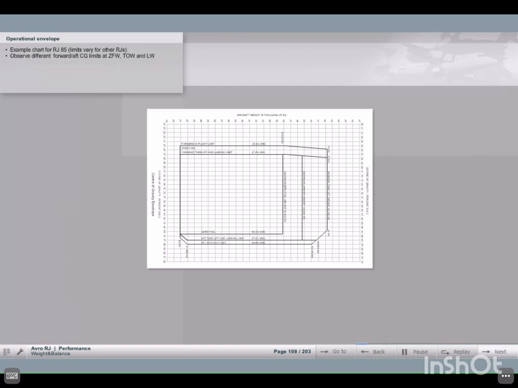This chart is an example for an RJ-85. The center of gravity and weight limits vary for the RJ-70 or 100 and may further vary for individual aircraft. Observe the different forward and aft in-flight and takeoff landing CG limits at zero fuel, takeoff, and landing weights.